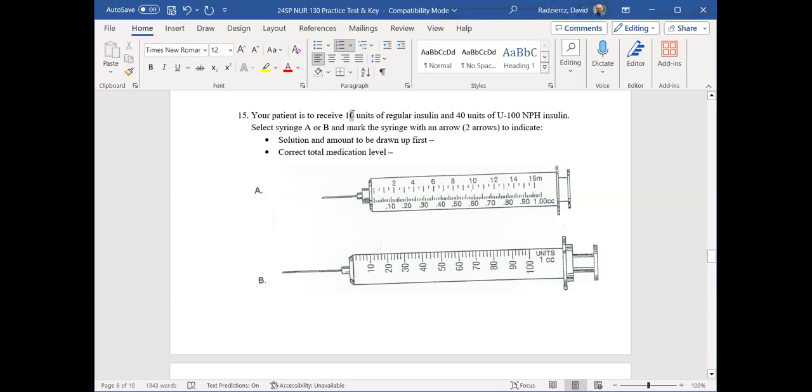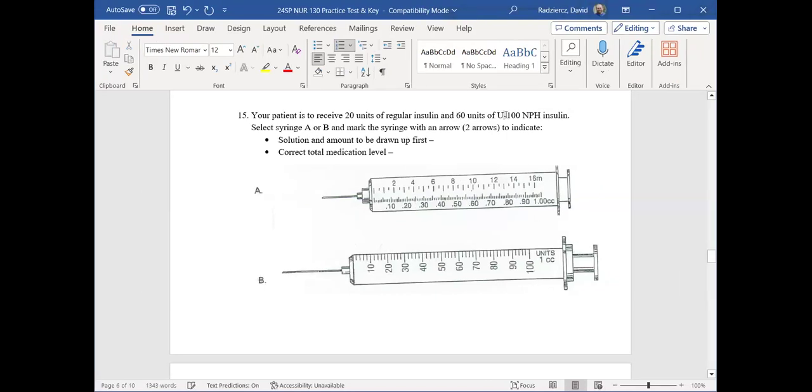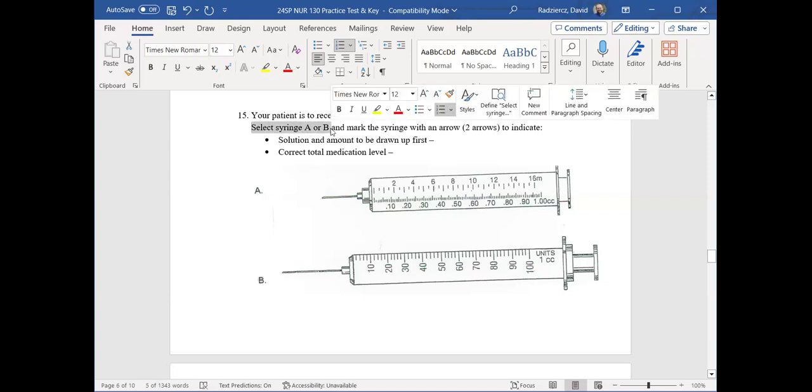So let's say this was, let's just make this 20 and make this 60. That's fine. Okay. So the first thing you need to make sure you do, and this is what you saw in the 110 test, is to select the correct syringe. And I think that was the only question you had, which syringe would you use?